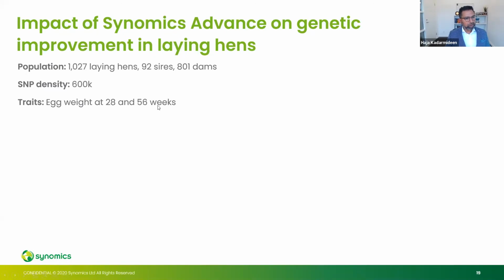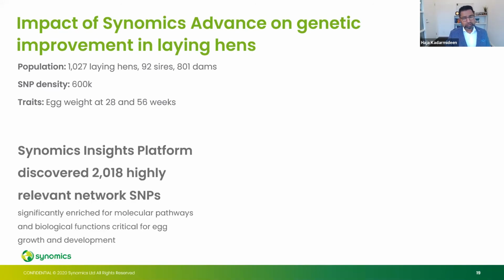So let me move on to the laying hen study very quickly. This is the public data, 1,000 laying hens. The family structure is 92 sires represented with 800 dams, 600K avian chip. We QC down to about half of it. Multiple egg weight measurements across multiple weeks. We are presenting 28 and 56 week egg weight.